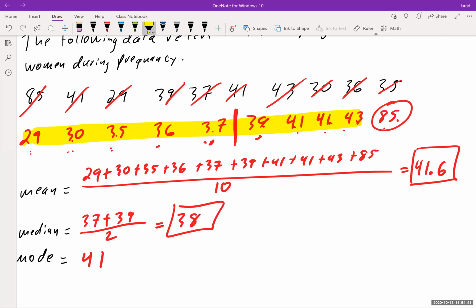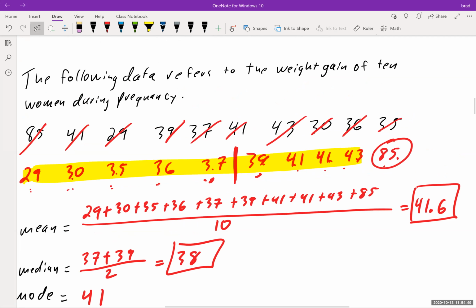According to the mean, the expected weight gain of women, I think it says the weight gain of 10 women during pregnancy. So from this sample, you would say, well, the mean is 41.6. So the expected weight gain would be 41.6. Now, the problem with that is do you notice 41.6 is like here somewhere, right? There's only 2 numbers in our list of data that are above 41.6. So we have 8 women that are under 41.6 and 2 women that are above. So to me, that tells me something weird's happening. And that's because 85 appears to be an outlier.